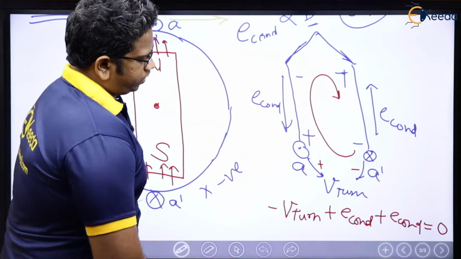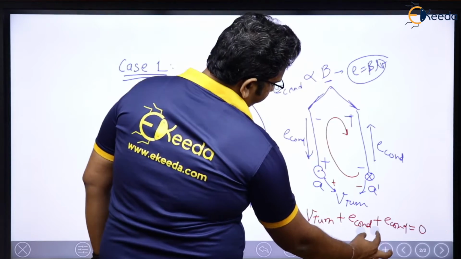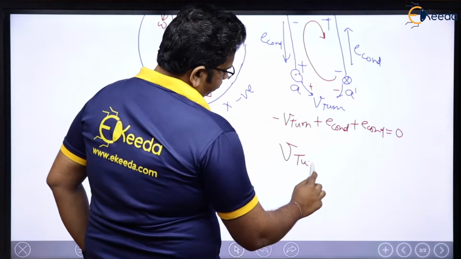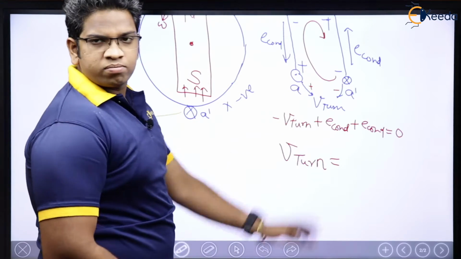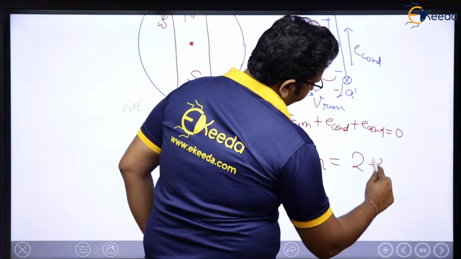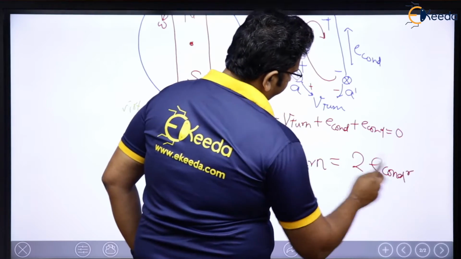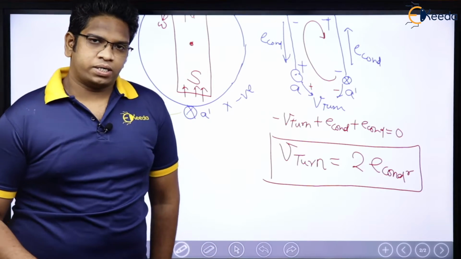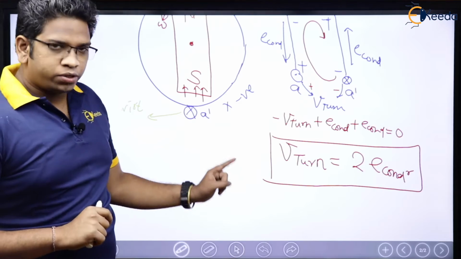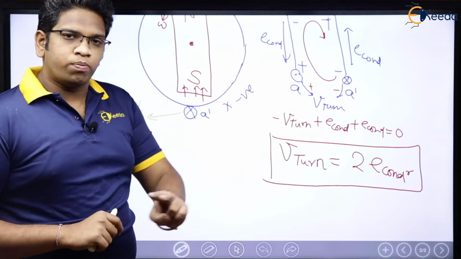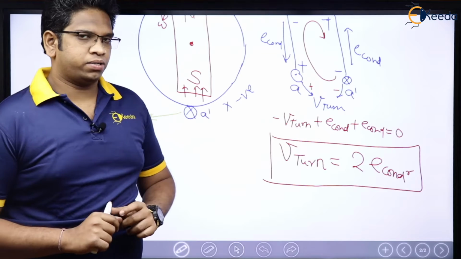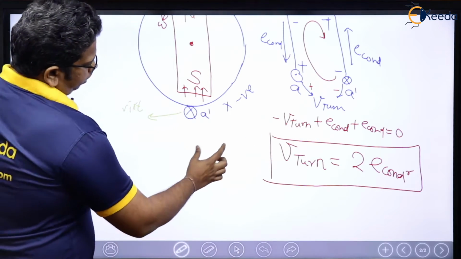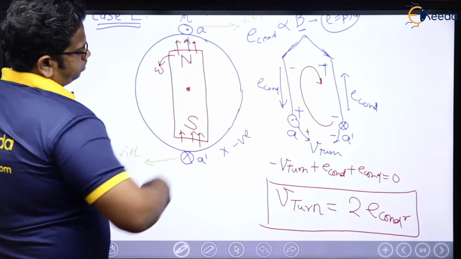Now you please tell me, what is V turn? What do we get? 2 times E conductor. Is it perfect? Now, you must have understood why in case of 2 pole, we are taking A and A dash 180 degrees apart. The voltage across these turns will get tremendously increased.